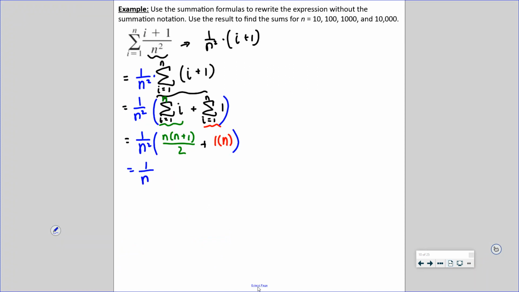I have 1 over n squared times, here I'll distribute this, n squared plus n over 2. This is obviously just n. I'm going to make common denominators here so I can add these together. So here I'm going to times this top and bottom by 2, so I get 2n over 2. Just trying to simplify this a bit. Then I can add those together. So I get n squared plus 3n over 2.